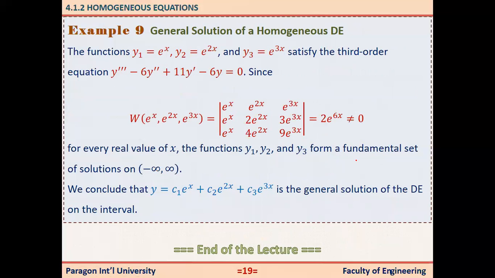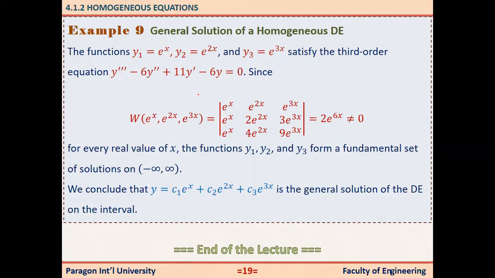General solutions, solution of a homogeneous DE. One more example: the functions y1 equals e to the power x, y2 equals e to the power 2x, and y3 equals e to the power 3x satisfy the third order equation, y triple prime minus 6y double prime plus 11y prime minus 6y equals 0. We are not going to verify here, just accepting that it's true, because if you substitute, e to the power x must satisfy this equation, and also e to the power 2x, and e to the power 3x also satisfies this equation.